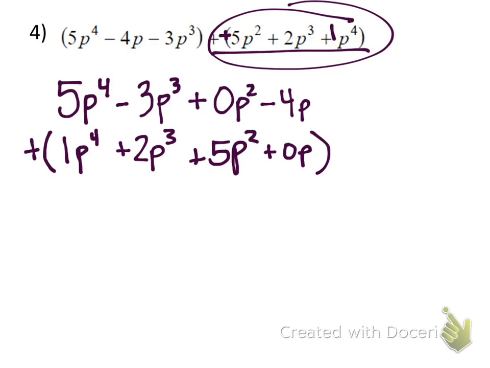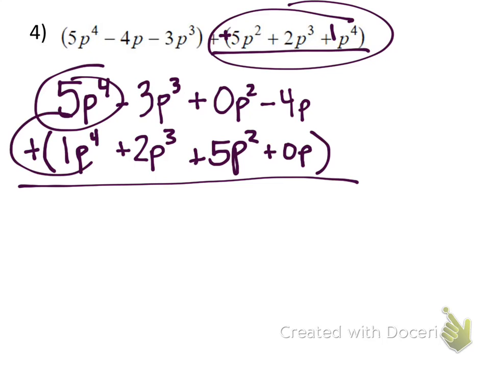Now we've included all our terms. Draw a line across, and we begin adding. So we have 5p to the 4th plus 1p to the 4th, which is going to be 6p to the 4th.